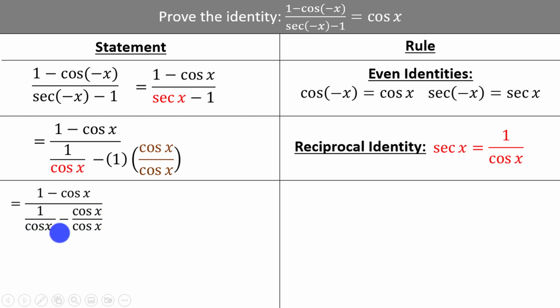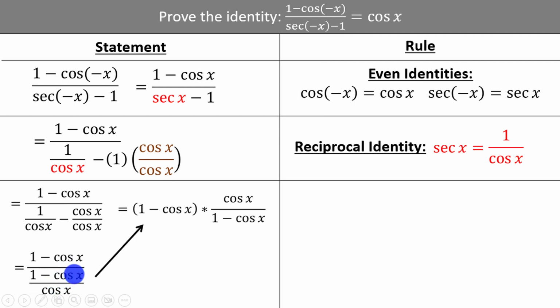Now our two terms in the denominator have a common denominator, and we can combine them. We will get 1 minus cosine divided by 1 minus cosine over cosine. Since these two terms had a common denominator, we could combine them on one fraction, which is 1 minus cosine over cosine. At this stage, you can reciprocate the denominator and multiply.